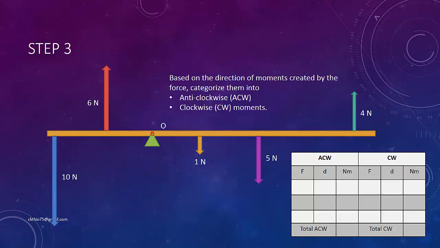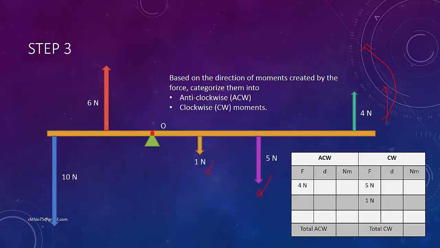So if this were to be the pivot, you find that a 4 Newton would cause this object to turn in this manner. So 4 Newton would be anticlockwise. For 5 Newton, you find that it will cause the object to turn this way. So in this case, this direction is clockwise. 1 Newton, similarly, will also be clockwise. So we classify under clockwise.